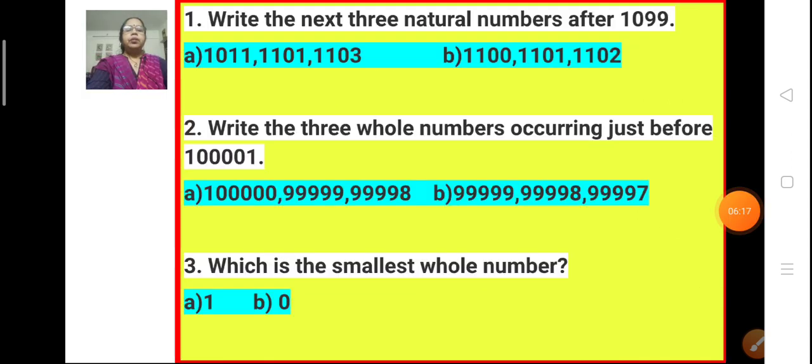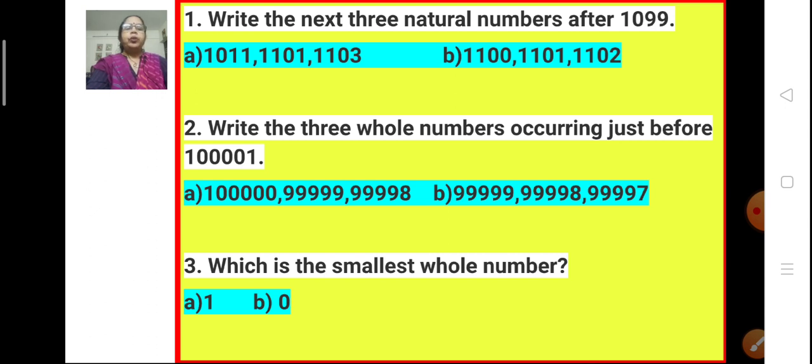So, there are some important questions for revision. They are important in the sense of exams, or otherwise also you have to remember these things when you are learning about the whole numbers. This is going to help you further also. You don't just learn for the sake of exams, you have to retain knowledge which helps you in future also.